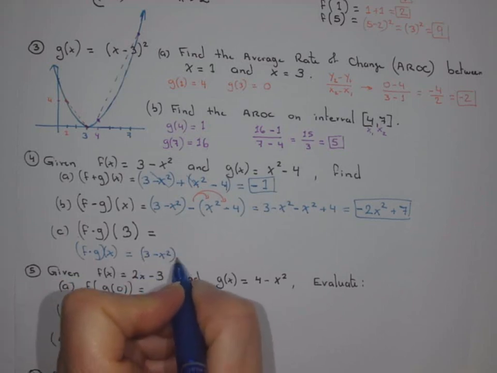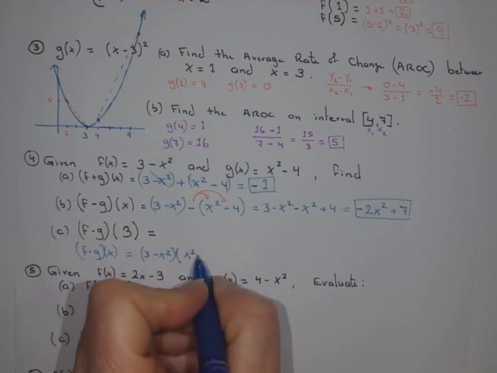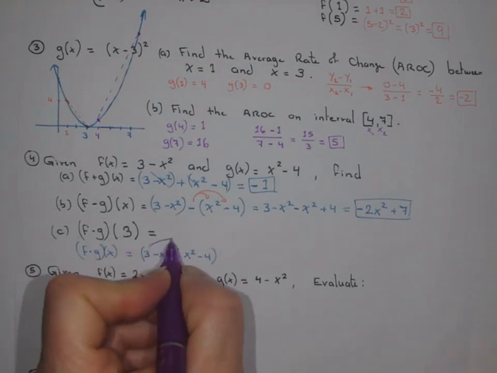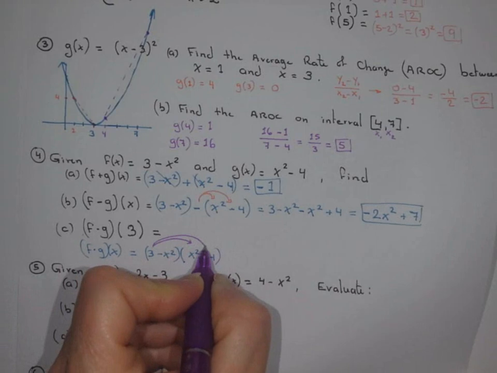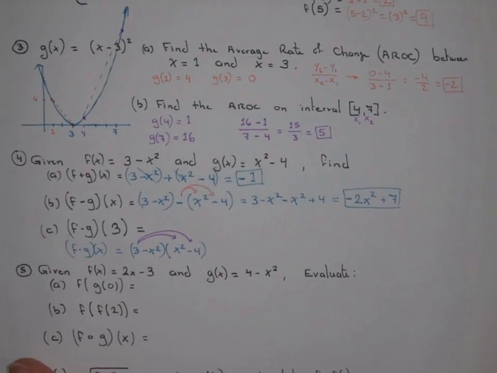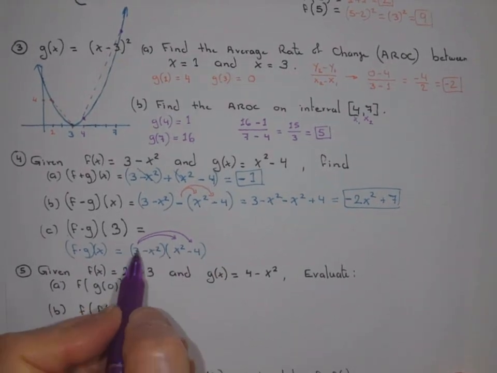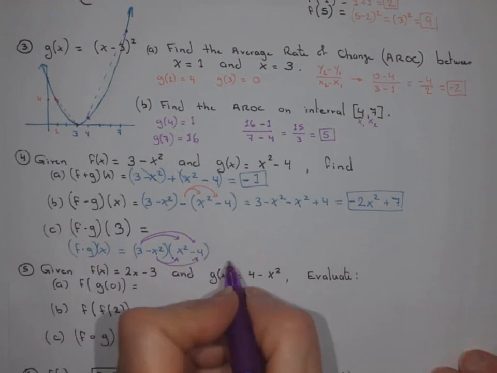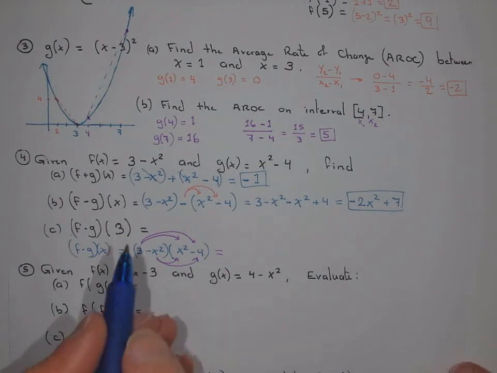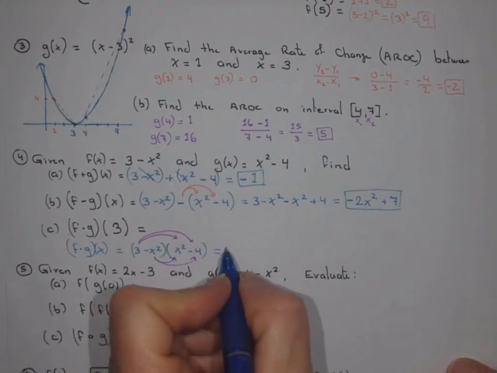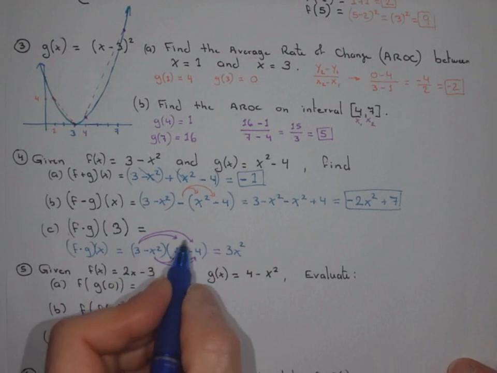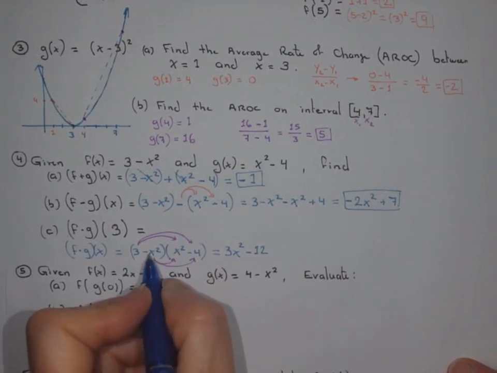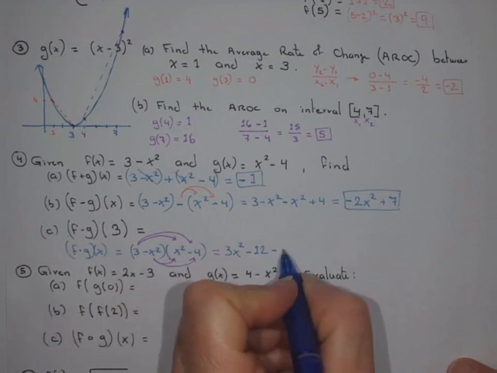So I want 3 minus x squared times x squared minus 4. And so when you're multiplying binomials, it's sometimes called foiling, right? You do the firsts together, then the outers, then the inners, and then the last. So the firsts together will be 3x squared, and then the outers, 3 times negative 4 will be negative 12. Then the inners, negative x squared times x squared will be negative x.